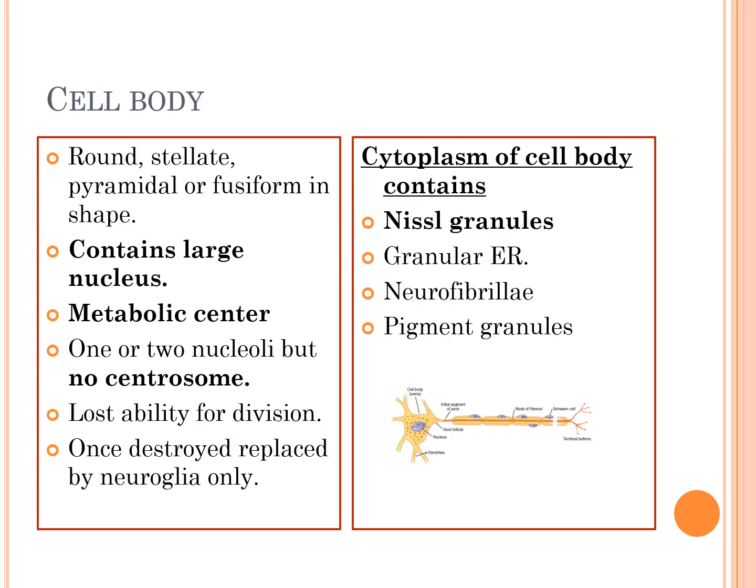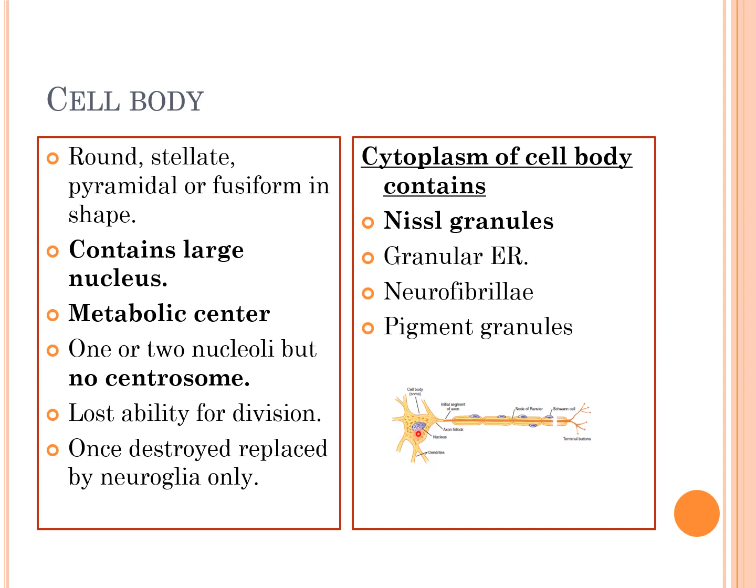And here we can see the structure of the cell body. The cell body may be of many different shapes, like round, stellate, pyramidal, or even fusiform. It is the part which contains the nucleus. So this is also called the metabolic center of the cell.